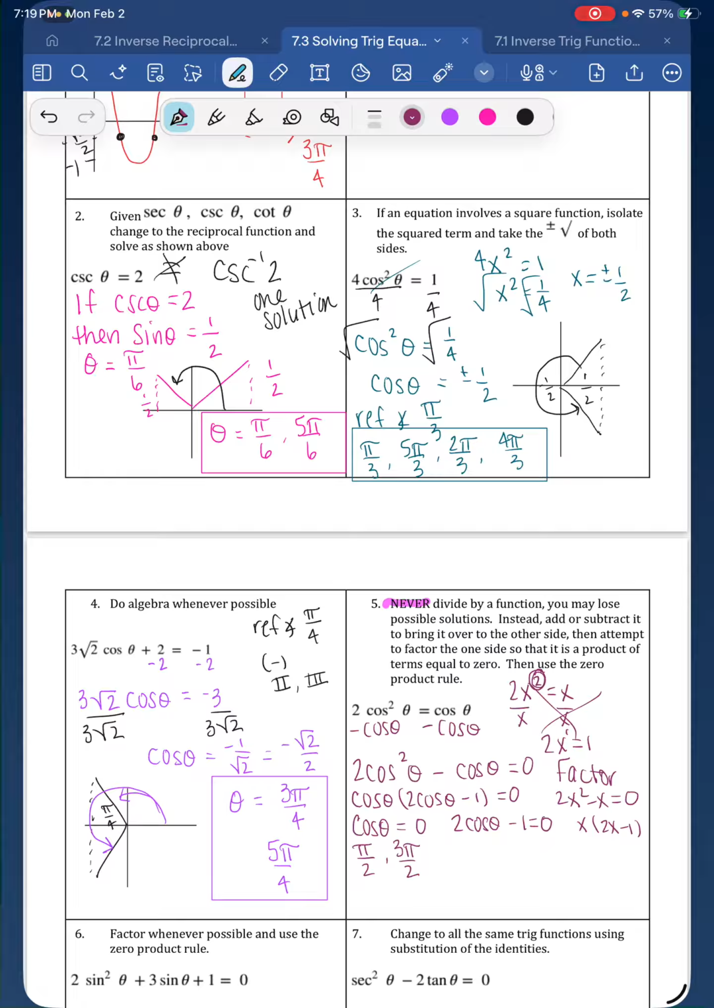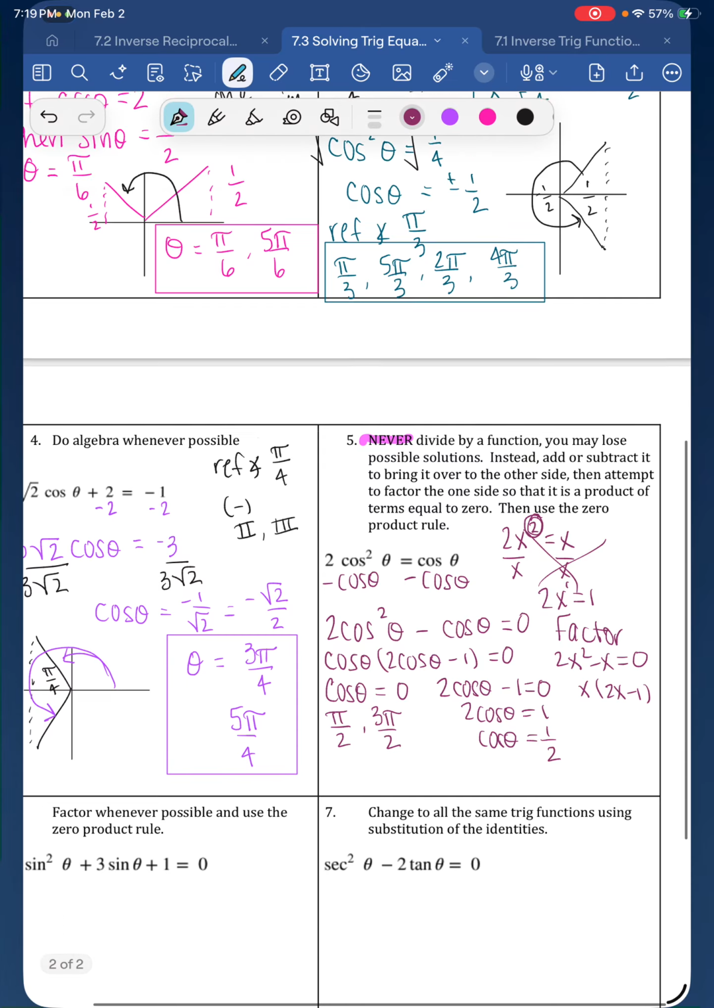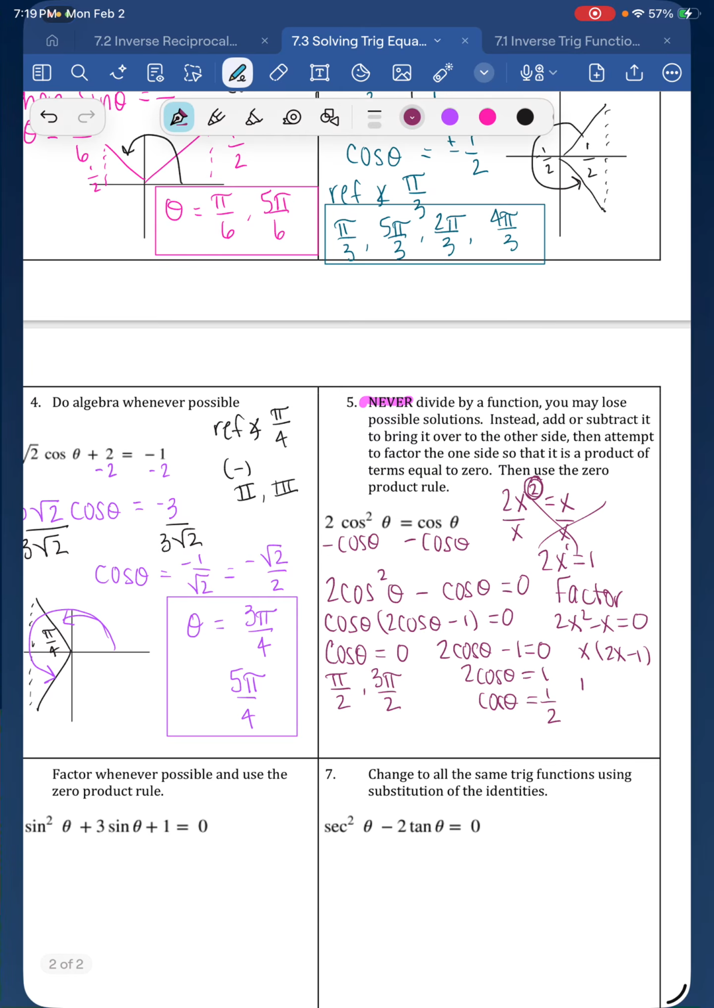And then we're going to add 1 and divide by 2. Okay, so cosine is positive. This is going to be in quadrants 1 and 4. And my reference angle is going to be pi over 3. Actually, I think we've already done this one. My reference angle is pi over 3. Okay, so in quadrant 1, that's pi over 3. And in quadrant 4, a pi over 3 reference angle is 5 pi over 3.